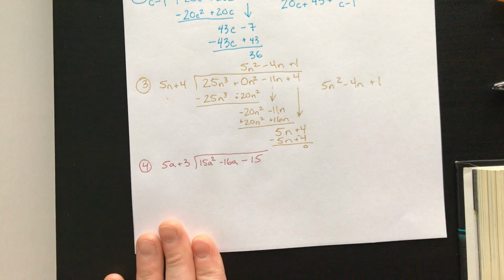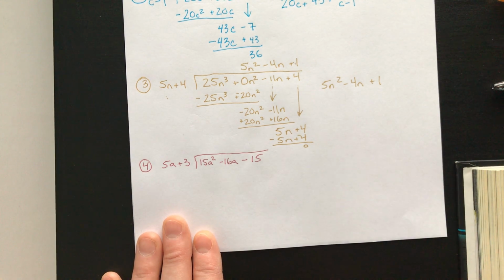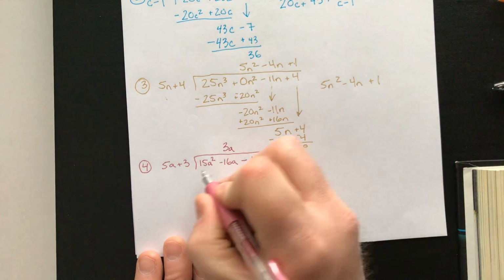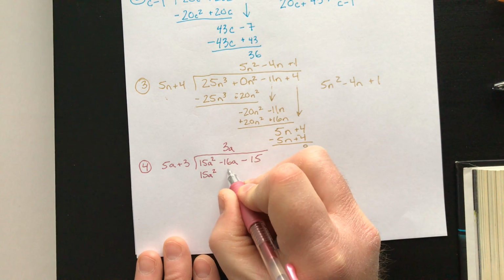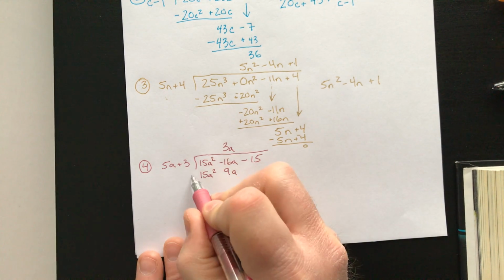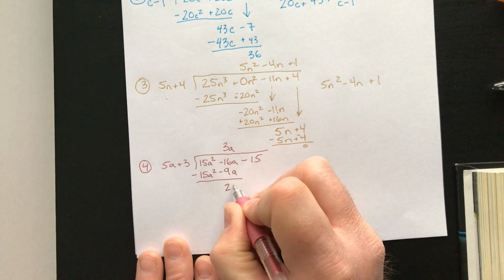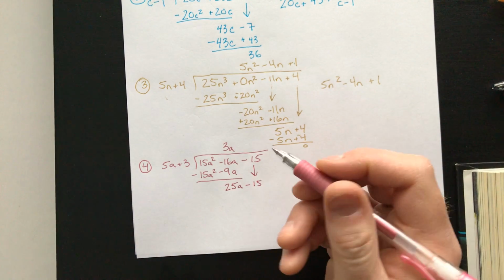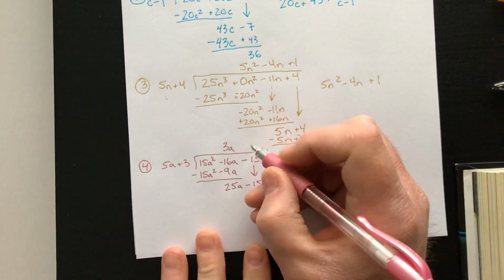So what times a 5a will give us a 15a squared? Well, that would be 3a. 3a times 5a is 15a squared. 3a times a 3 is a 9a. So change the sign. I have this going to 0. This is going to 25a. You bring down the negative 15. So what times 5a will give us a 25a? That'll be a negative a.